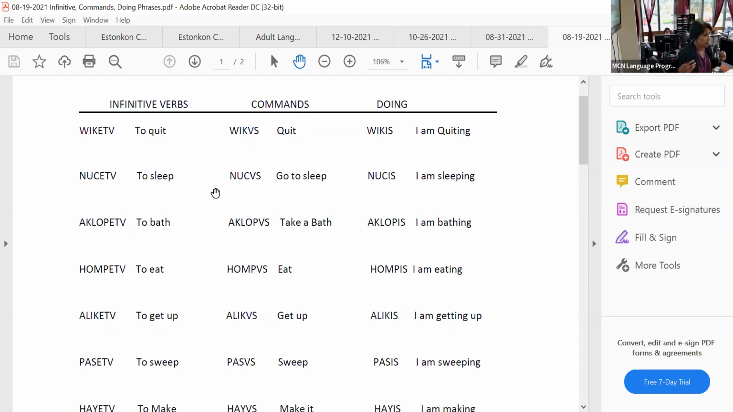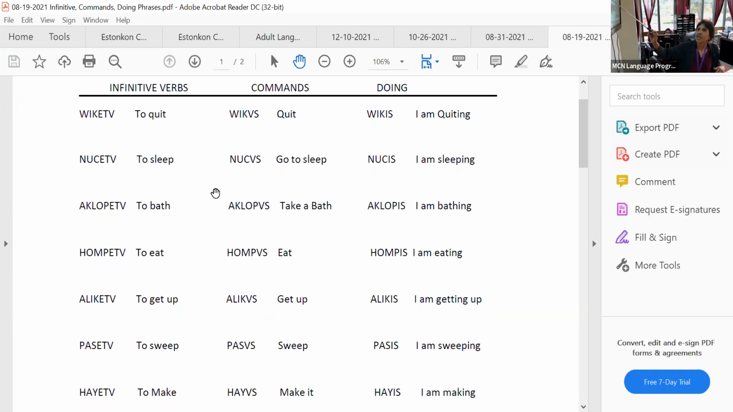But if you're taking a bath, you're doing something. Remember, we're verb prominent. You are doing something, so you say aklobas. You're doing it. Remember, even just sitting is a verb. So if you're just sitting, you say legas. Here we go.